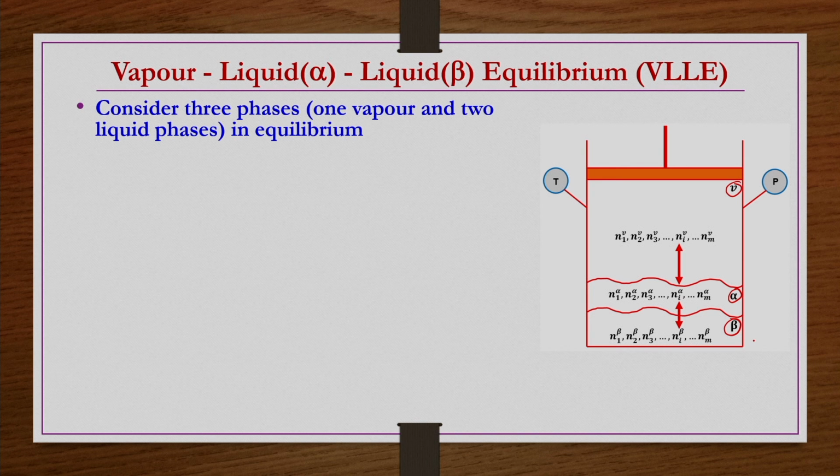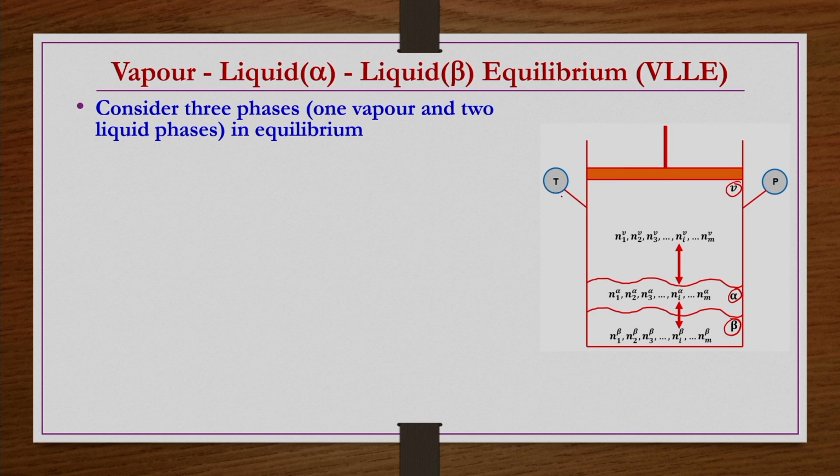All of them are coexisting in a closed system, right, and all of them are at equilibrium, and the temperature of the system is T and the pressure of the system is P. So that is what we have. Similar to the systems that we have taken in VLE, where one liquid phase and one vapor phase were coexisting, those calculations we have seen. So now here one vapor phase, but two liquid phases are coexisting and they are at equilibrium.